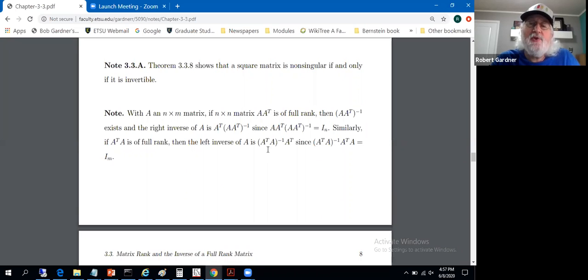A transpose A inverse times A transpose, the claim is, is a left inverse of A. So let's multiply this by A on the left, and it's as easy as the previous one. Here we've got A transpose A inverted, and here we've got A transpose A. Okay, that's a matrix and its inverse. That'll give us the identity of the appropriate dimensions. So there's a way to find left and right inverses of non-square matrices, a little trick that expresses those in terms of inverses of square matrices, provided the inverses exist.